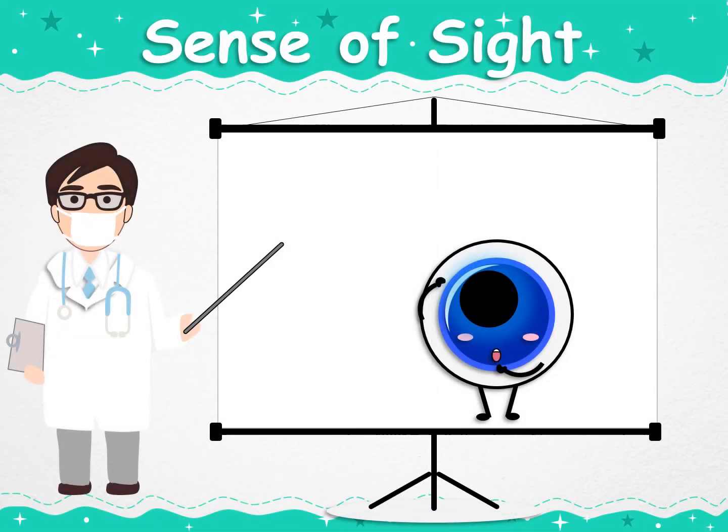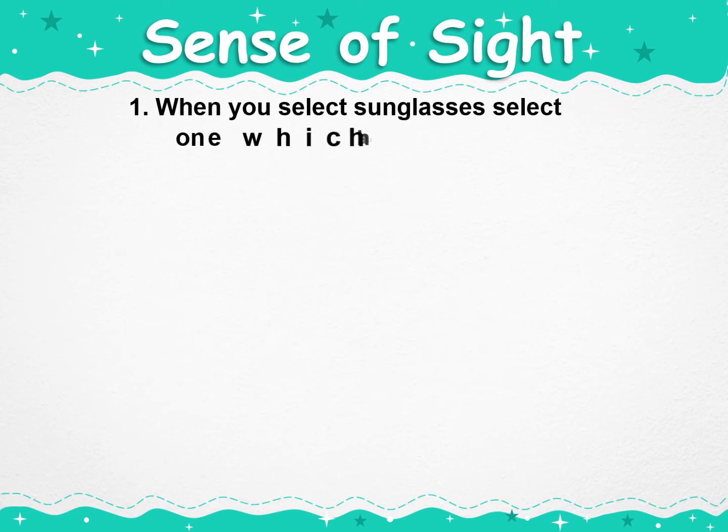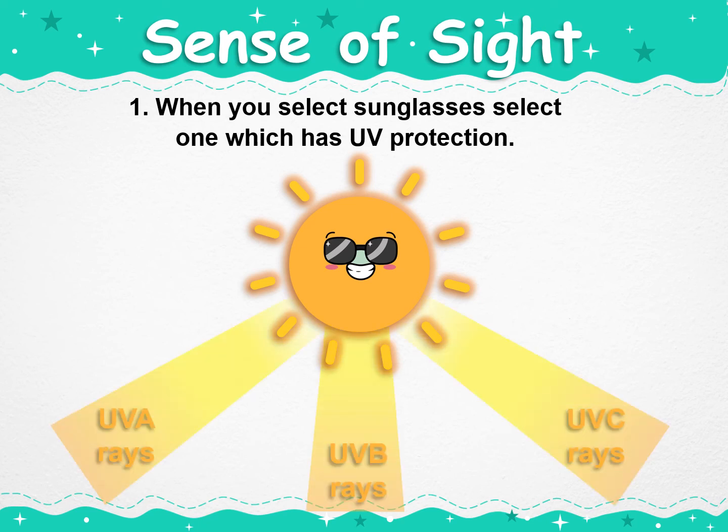We move to the last part of the lesson. Part 8. How do you protect your eyes? 1. When you select sunglasses, select one which has UV protection. There are 3 types of UV rays. A, B and C. UVC rays are absorbed by the ozone layer. Both UVA and B can damage your eyes. It can cause degeneration of the macula with time. This is called age-related blindness. That's why when you grow old you gradually lose the ability to see.